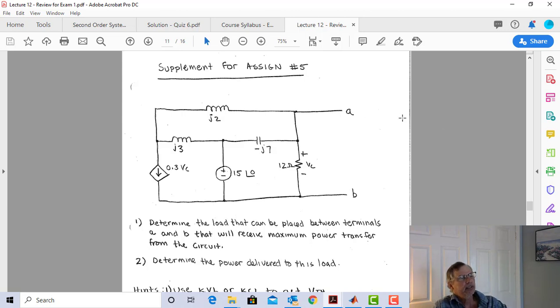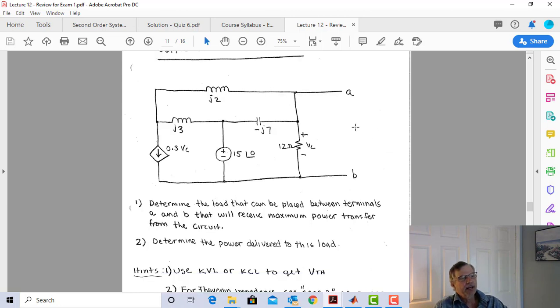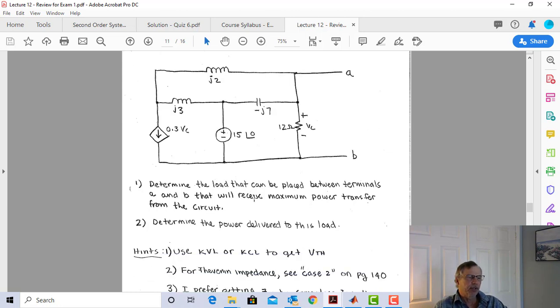I want to go back to this supplement that I gave you a lecture or two back. And what I asked you to do was determine the load that could be placed between terminals A and B, that's here, that will receive maximum power transfer from the circuit. Or in other words, I wanted to put my little dotted line right here, and you tell me what impedance I put here so I get maximum power transfer out of this.